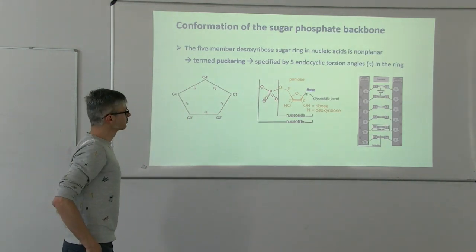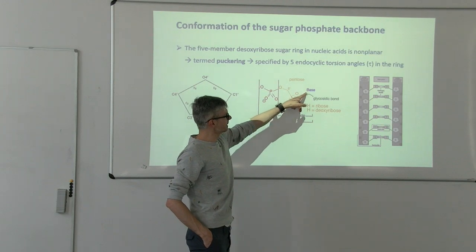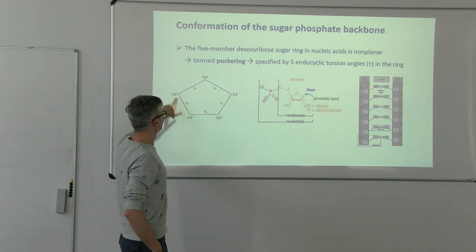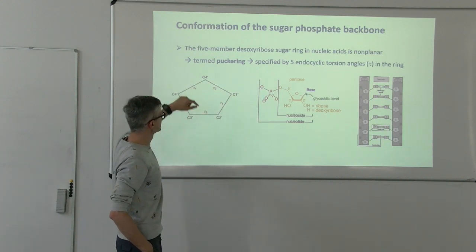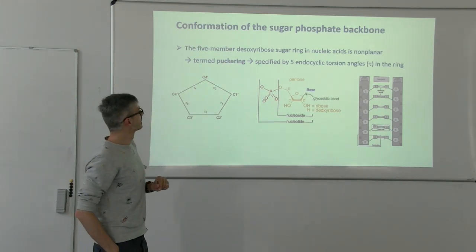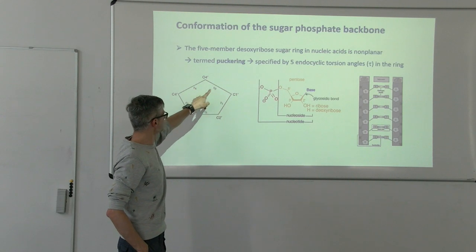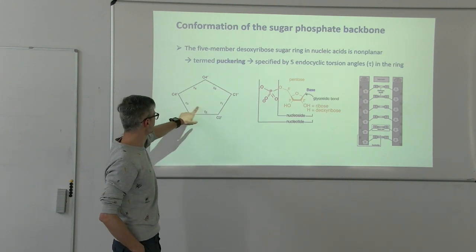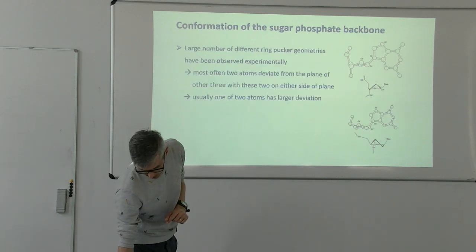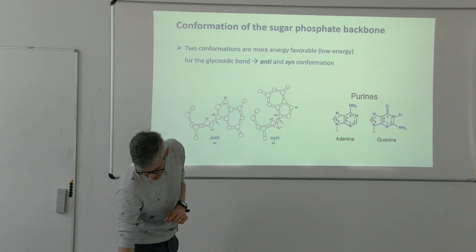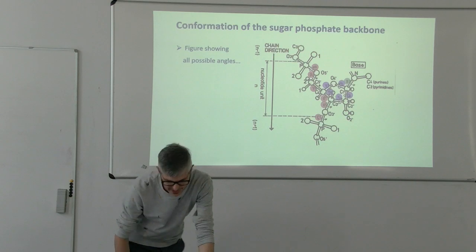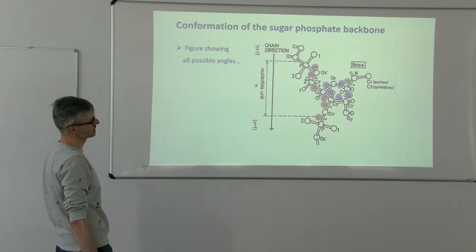Okay, so I already told you about the glycosidic bonds here. What are the other bonds that you can have inside here? The sugar ring, we call this in English puckering. So you can actually have 5 here: tau 0, tau 1, tau 2, tau 3, tau 4. But first I'll show you the ends, because in total you can actually have even more angles. This is the complete figure of all the angles you can have.